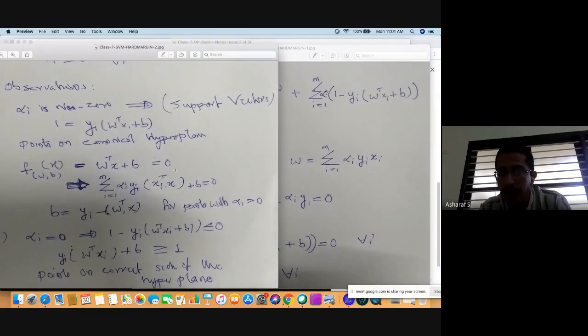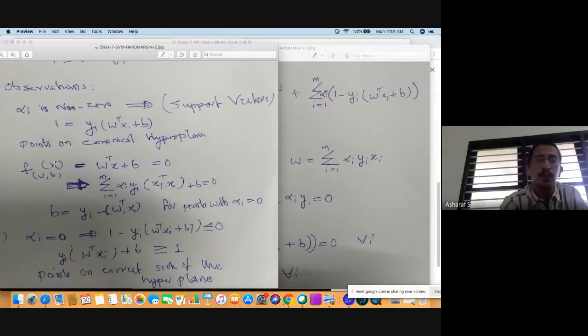So if you look at it, your decision surface, your decision hyperplane W transpose x plus b, is nothing but a summation over all training points for which alpha is non-zero, of alpha times its corresponding yi times the dot product of that training point with the test point, plus b. B is essentially computed from the boundary points, points belonging to the canonical hyperplane.